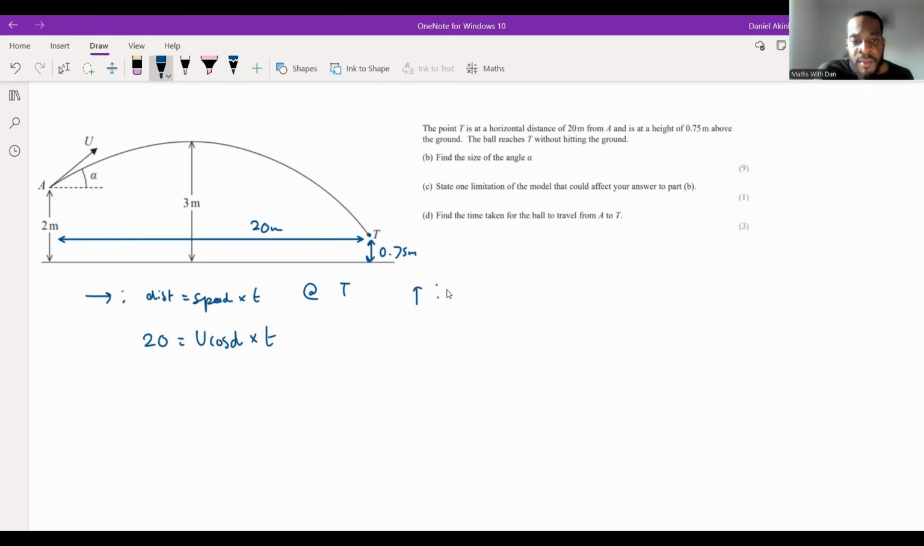Now, remember, what do we know? Vertically, the initial velocity we know was u sine alpha, like that. The acceleration due to gravity is going to be minus g, because we're modeling upwards. T, we don't know. S is going to be, well, it's 0.75 above the ground, but what is that in relation to A? It's going to be 1.25 meters below it. Do you guys agree? So S is going to be minus 1.25. Everybody happy with that?